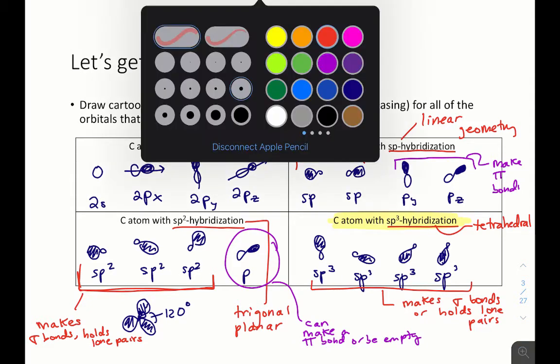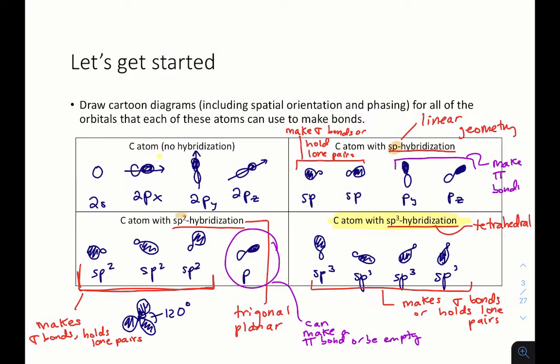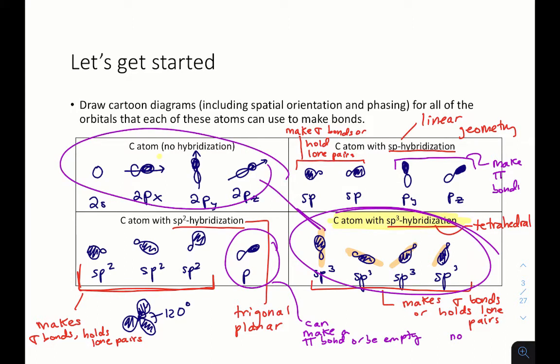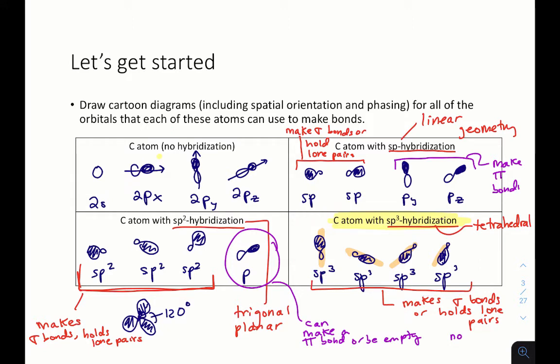Just as for the sp and sp2 hybridized carbons, the sp3 hybridized carbon uses these hybrid orbitals to make sigma bonds or hold lone pairs, right? It's holding the electron domains as far apart as possible according to its VSEPR geometry with the hybrid orbitals. Now, of course, there are no leftover p orbitals for the sp3 hybrid carbon, right? It used them all to make the hybrid orbitals. So can an sp3 hybridized carbon make pi bonds? No, it cannot. It cannot make pi bonds because it does not have a p orbital.